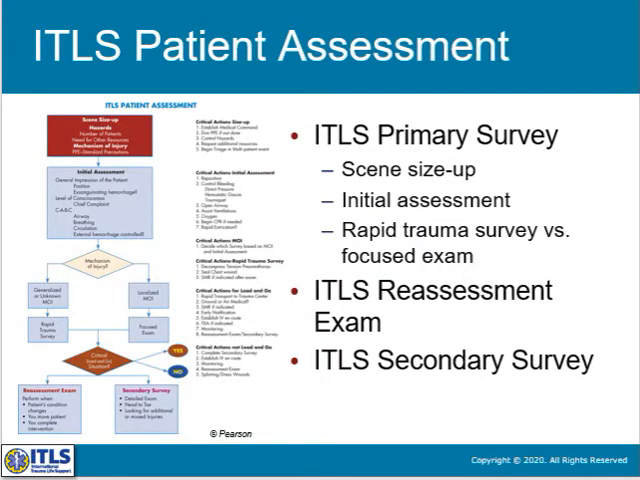So your primary survey consists of these things: your scene size ups, your initial assessment, and your rapid trauma or focus exams. And then you continue on down the algorithm for the reassessment exam and secondary surveys if needed.